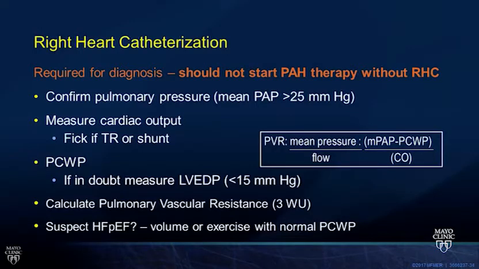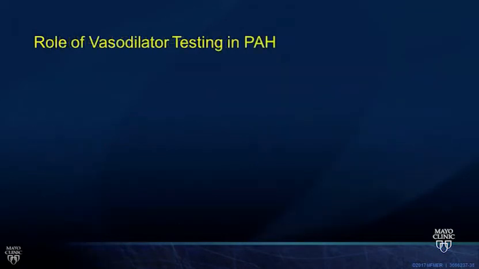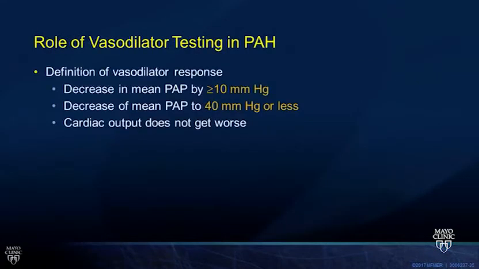And if there's suspicion of heart failure with preserved ejection fraction, volume or exercise can be done on the cath lab table. And as I mentioned earlier, the PVR is the difference between the mean PA pressure and wedge pressure divided by the cardiac output. So, the role of vasodilator testing.